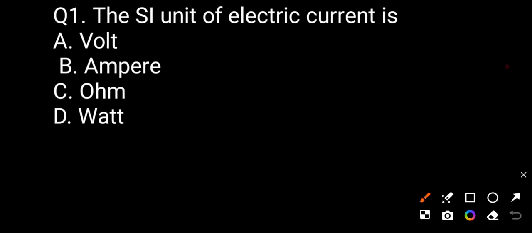My first question: the SI unit of the electric current is option A volt, option B ampere, option C ohm, option D watt. Correct answer will be ampere. The correct SI unit of the electric current is ampere.